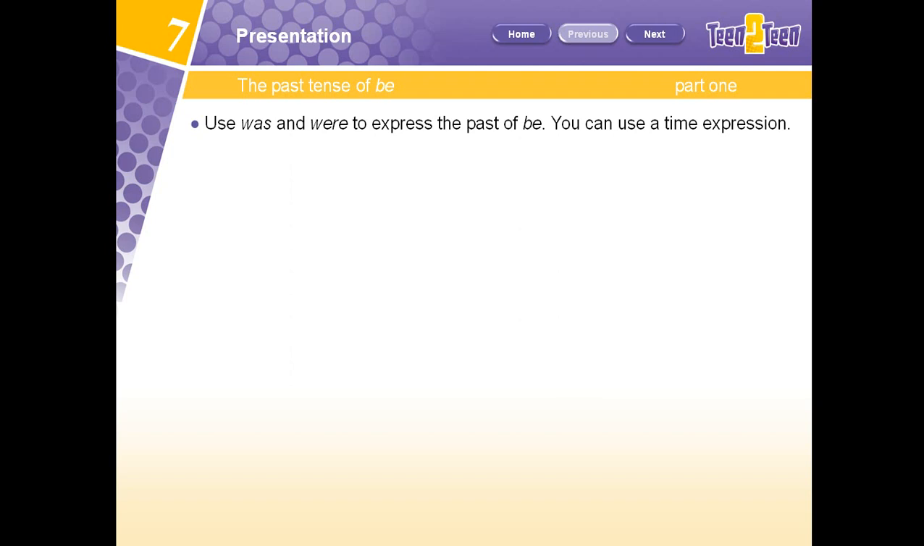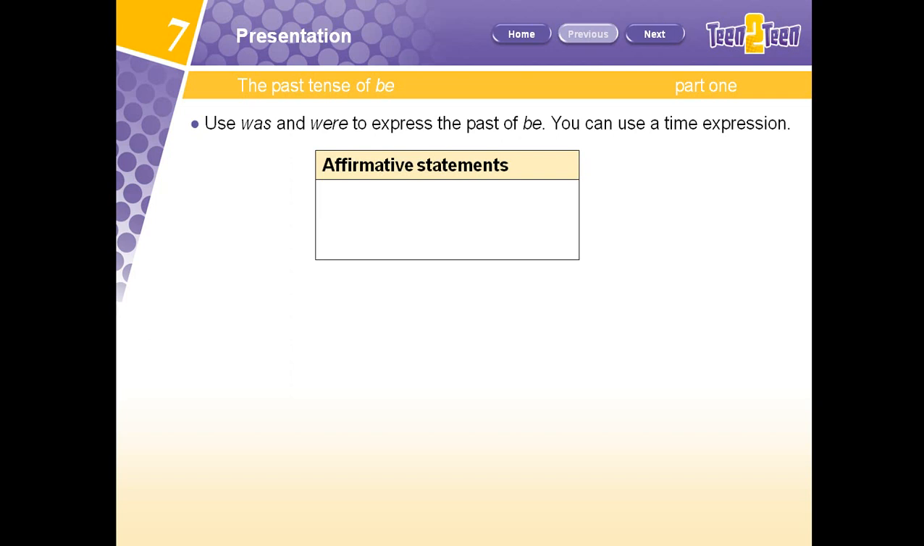Ve was kullanırken de öznelere göre dağılımı var. Bunları da göreceğiz. Yani past tense, we use past tense that happened in the past. We use was were to express the past of be. Şimdi olumlu cümlelere bakalım. Affirmative statements. I was at the movies last night. Geçen akşam neredeydim? Sinemadaydım. He was at the movies last night. She was at the movies last night.